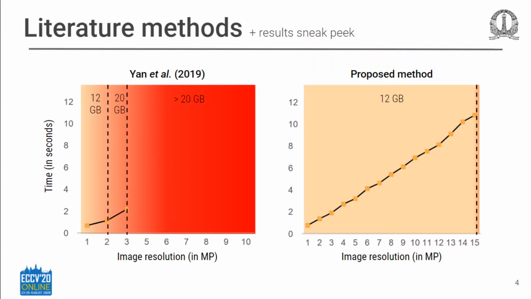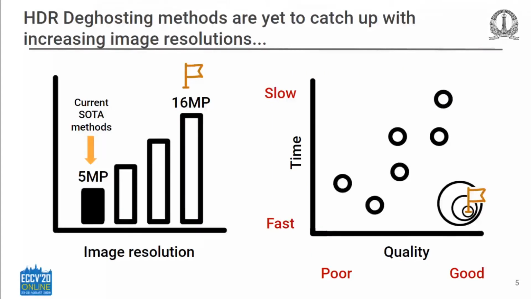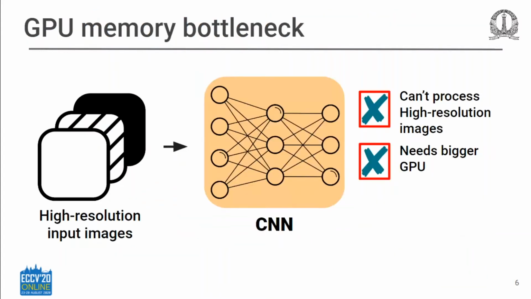Comparatively, our proposed approach can process up to 16 megapixel images with just 12 GB memory. The existing HDR deghosting methods are not scalable to process full HD images. Hence, our goal is to propose a deghosting method that can process full HD images without compromising on the quality. The main reason for this drawback in existing methods is that they process input images at full resolution with the CNN. Thus, the bottleneck is to use a bigger GPU for very high resolution images.